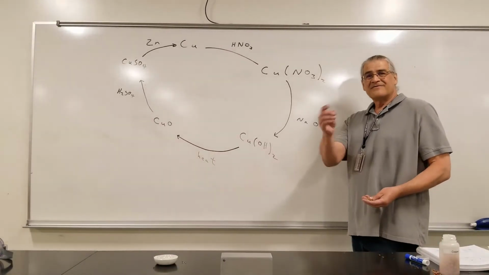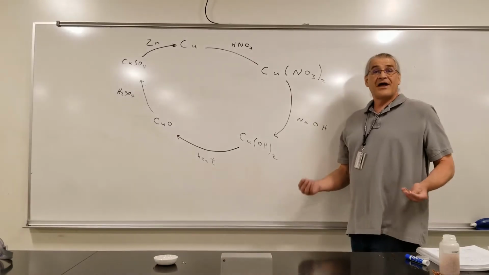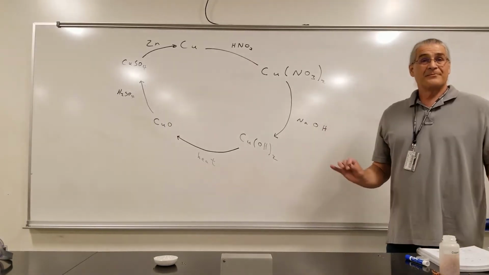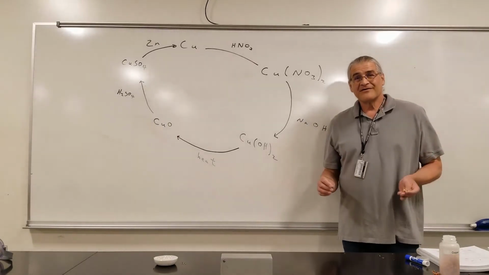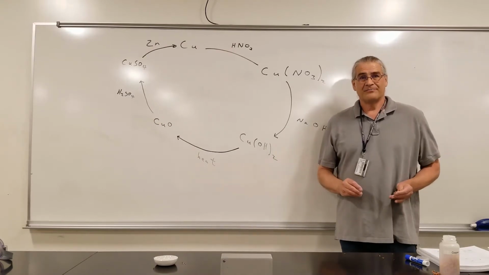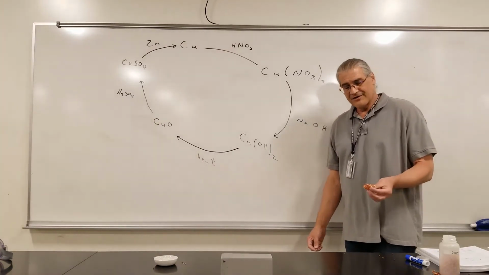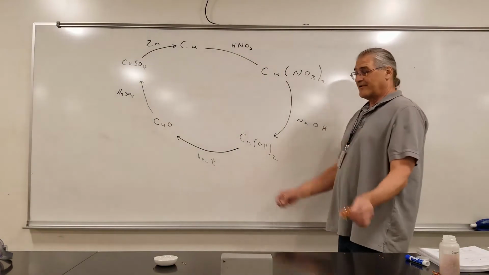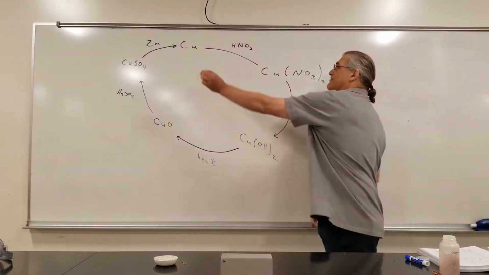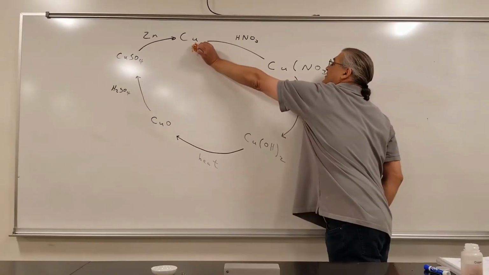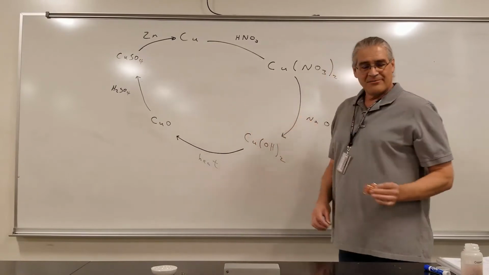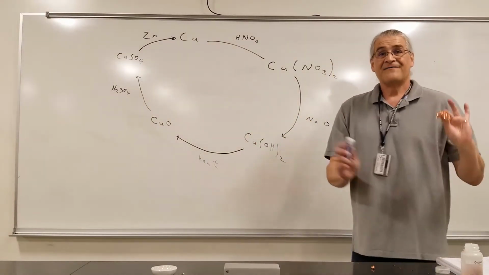Alright, this experiment is chemical reactions with copper. Now, some places call this the copper cycle, because what we're doing today, you're starting the experiment with some copper. It'll actually be a small ball like this. Copper metal, that's where you're going to start. You're going to take this copper metal through a series of 5 reactions.